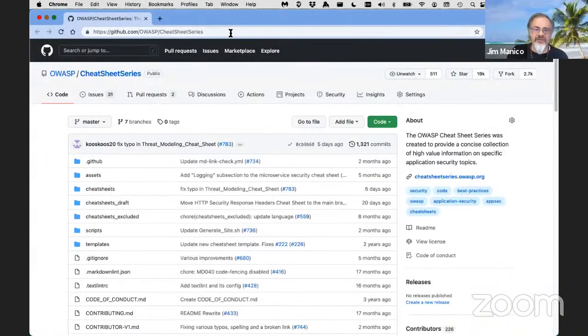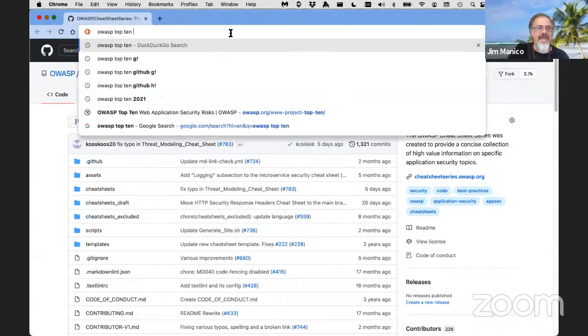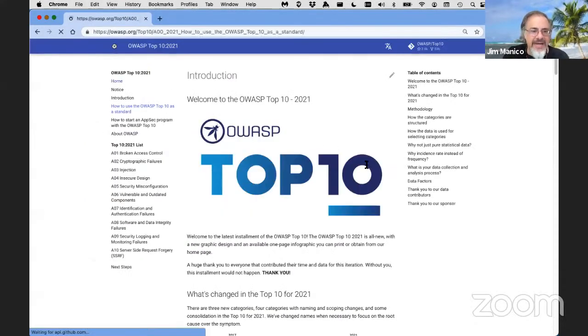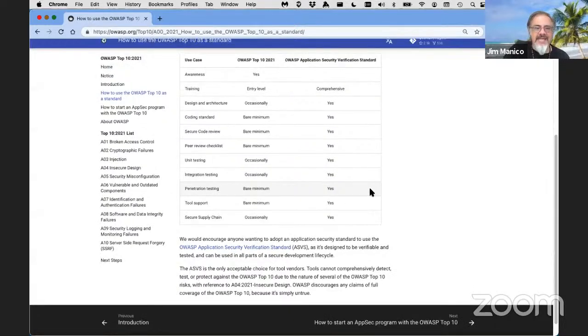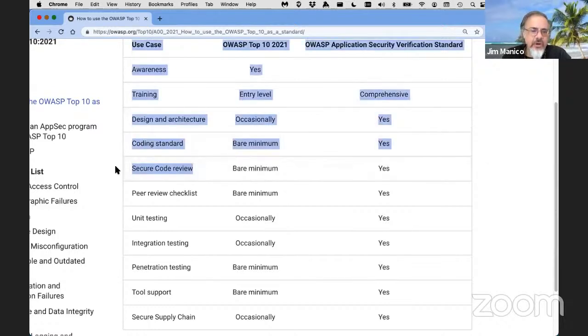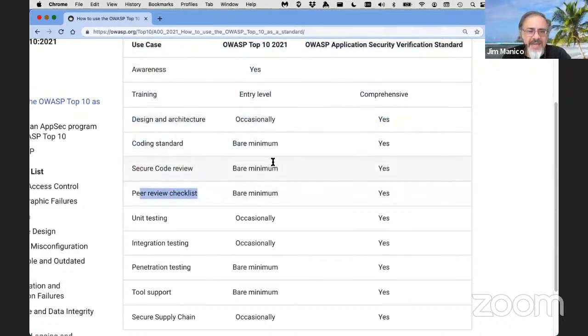These are separate artifacts. In fact, the OWASP Top 10 addresses this question in the OWASP Top 10 document itself. So, how to use it. If you want to do training, OWASP Top 10 is entry level only, and the ASVS is comprehensive. If you want to do design and architecture, OWASP Top 10 occasionally is going to help you, but you want the ASVS. If you want a coding standard, secure code review, or peer review checklist, OWASP Top 10 is a bare minimum. Don't use it. You want to use ASVS.